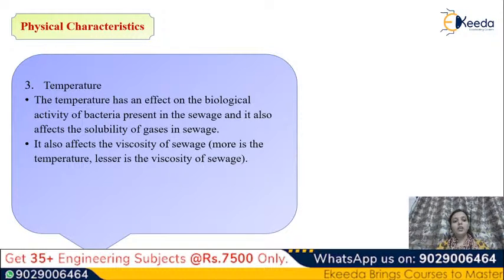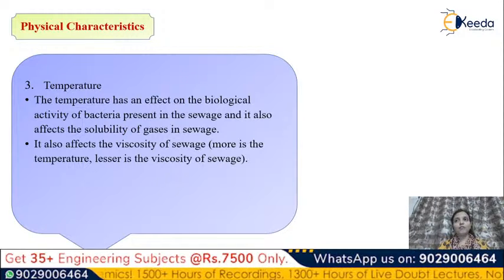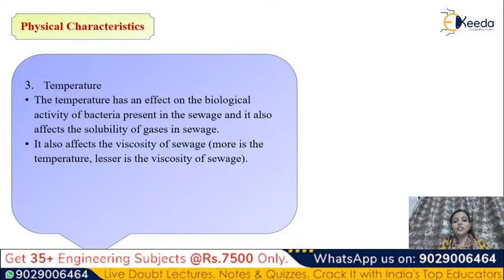It also affects the viscosity of sewage. How? The temperature is inversely proportional to the viscosity. That means the higher the temperature, the lesser the viscosity of sewage. You know the viscosity property, and one example of a viscous fluid is sauce, which is sticky in nature and whose flow rate is not very high. So there is the formation of a number of layers one on another. So that fluid we call viscous.